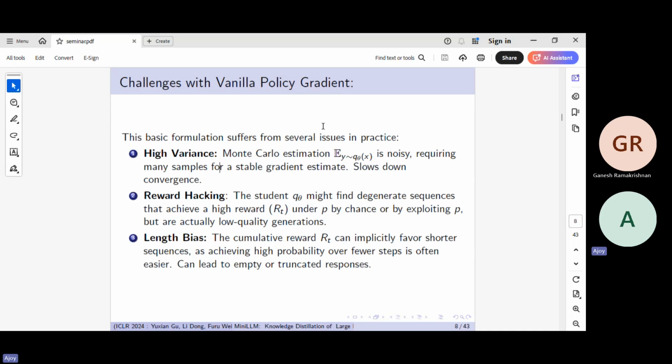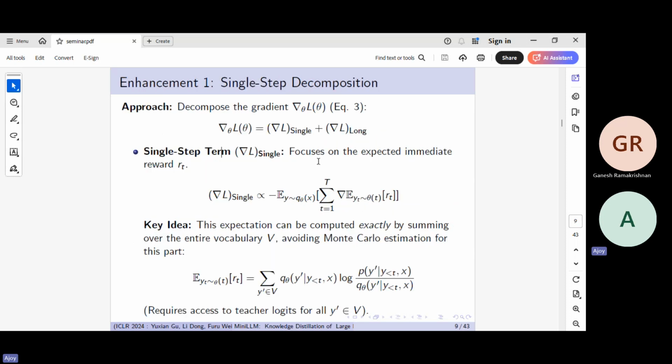So to address these problems, they present three techniques. The student gradient is estimated as reward times the gradient of log q theta. So if the reward for the last token is least, they will not try to learn over long sentences. They will try to shorten them. So to optimize this problem, they presented three techniques. First, to address this high variance and length bias.